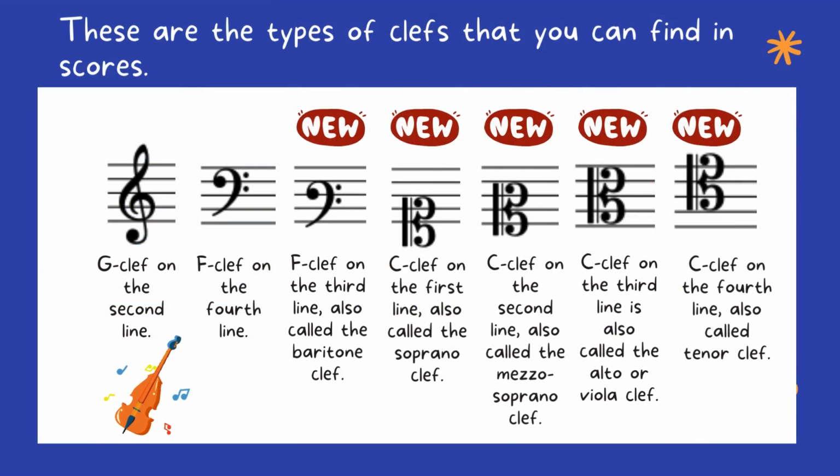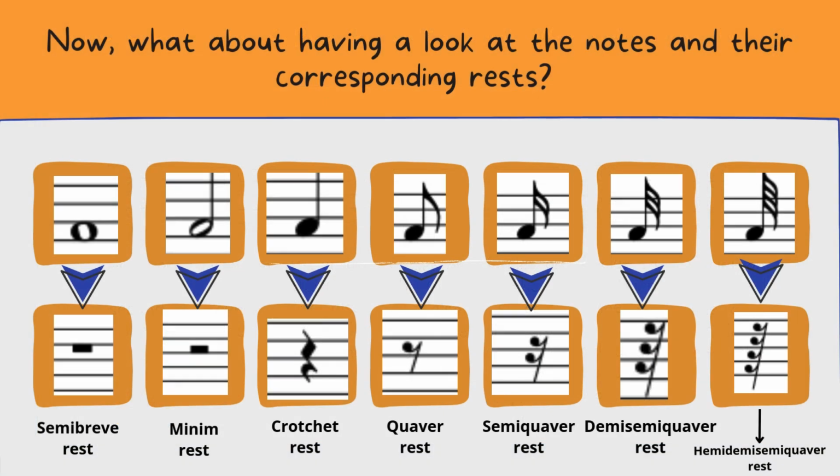Now it is time to revise clefs. The 2 first ones, the G clef on the second line and the F clef on the 4th line, are the ones we have studied till now. But, as you can see, there are some more. It is important to know them. This year we are also going to work with C clef on the 3rd line. Now, let's have a look at the notes: semibreve, minim, crotchet, quaver, semiquaver, demisemiquaver and hemidemisemiquaver and their corresponding rests.